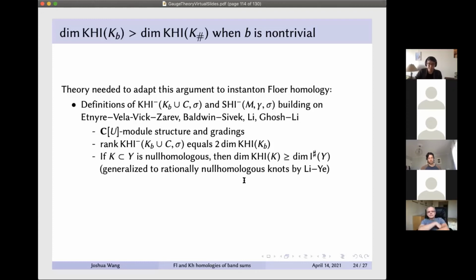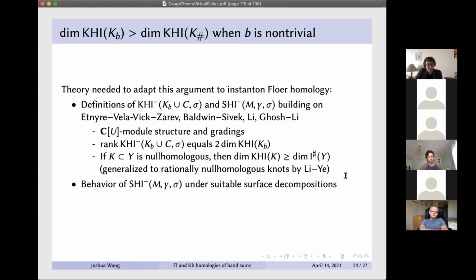Right, so I developed some of this theory, minus versions of instanton homology. And then what I needed for my argument is a behavior of a minus version of sutured instanton homology under suitable surface decompositions, and a behavior of this minus version of instanton homology for links. I need a behavior of it under ribbon concordance.